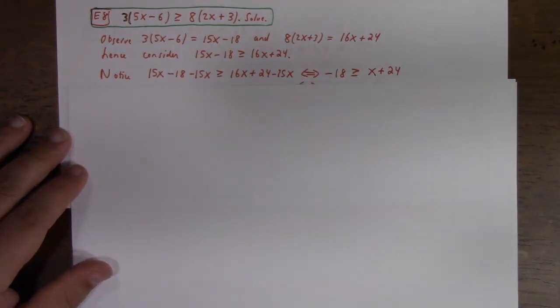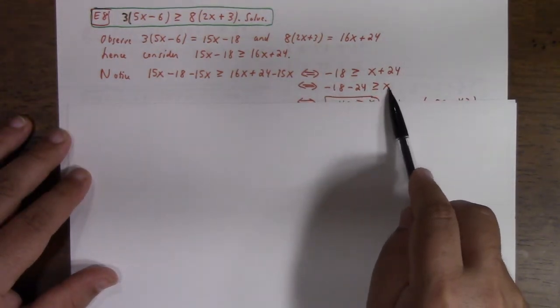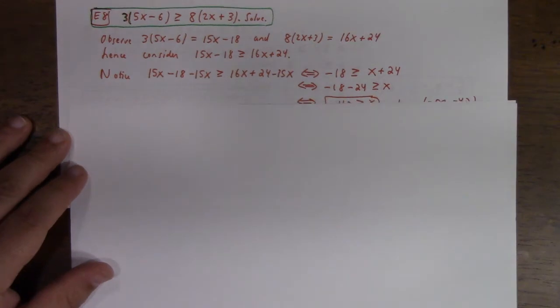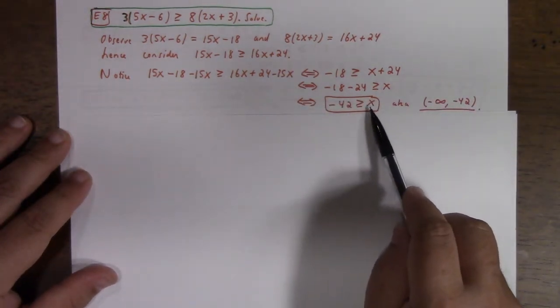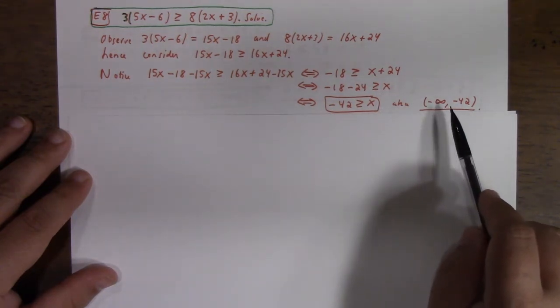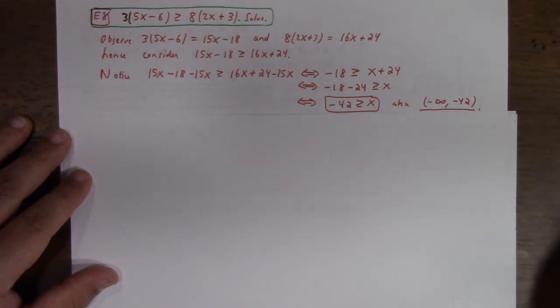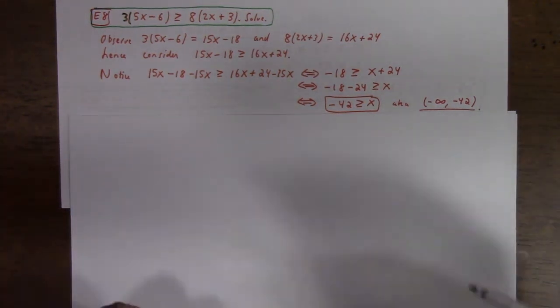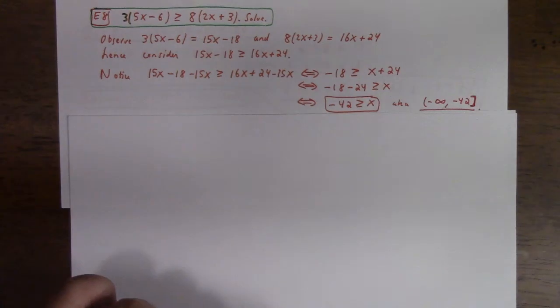And then we can subtract 24 from both sides to get minus 18 minus 24 greater than or equal to x. Minus 18 minus 24 is minus 42. Minus 42 greater than or equal to x is the solution, or in interval notation, we go from minus infinity all the way up to minus 42. Uh-oh, there's a mistake in my solution right here. Notice that's greater than or equal to, which means we should include the minus 42, right? Watch out for that.